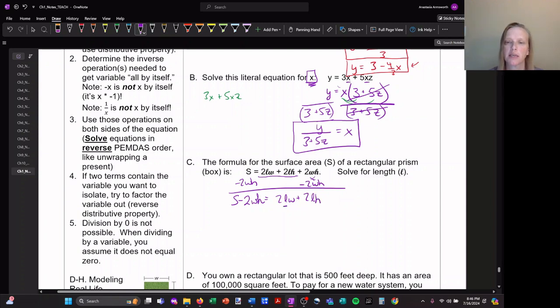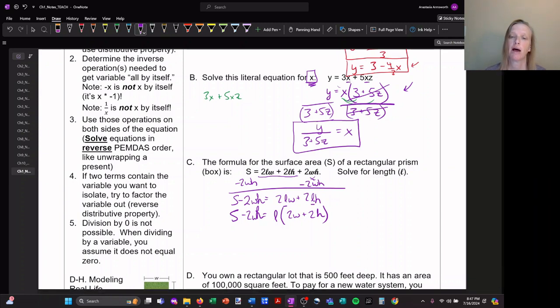Now my goal is to get L by itself. So I'm going to use the same strategy I did in the previous question where I pulled the X out. I did reverse distributive property. I want to do the same thing on the right side of the equation. I want to take the L out. And when I take the L out, I'm left with 2W in the first term and 2H in the second term. On the left side of the equation, I still just have S minus 2WH.